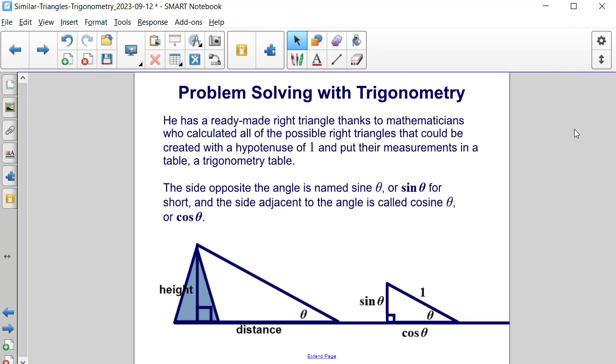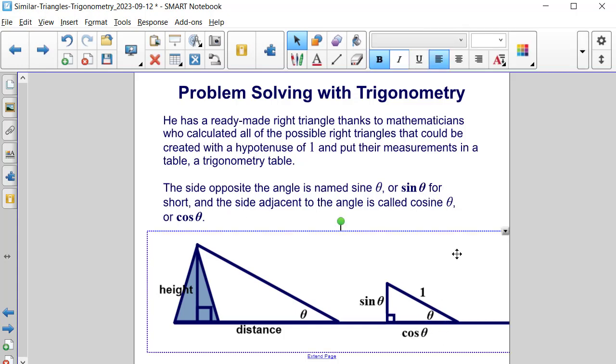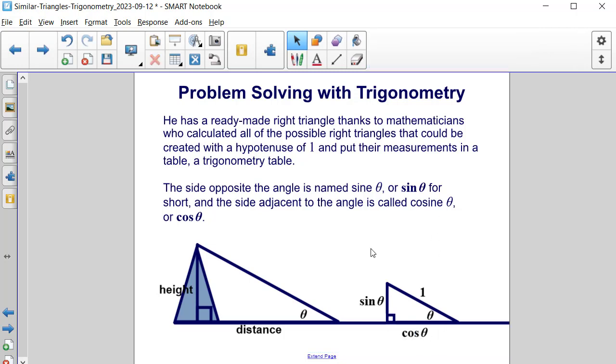He has a ready-made right triangle thanks to mathematicians who calculated all of the possible right triangles that could be created with a hypotenuse of 1 and put their measurements in a table, a trigonometry table. The side opposite the angle is named sine of theta, or the abbreviation SIN, and then the Greek letter theta for short. And the side adjacent to the angle is called cosine of theta, with the abbreviation COS, and then the Greek letter theta.